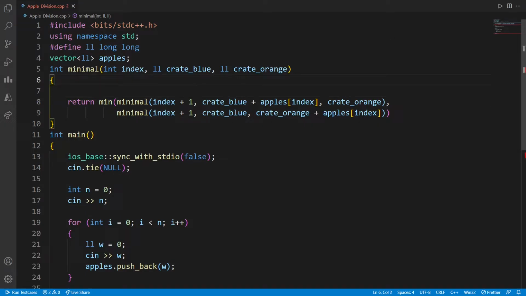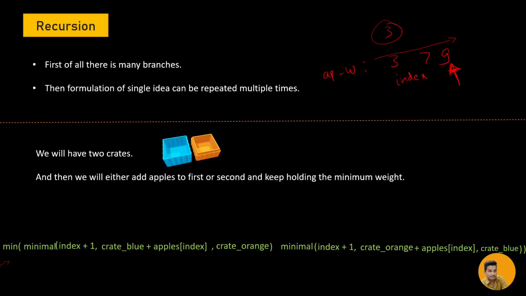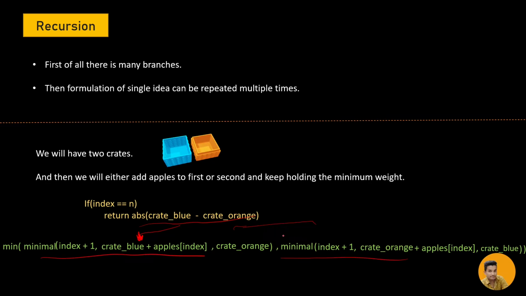So we'll write: if index becomes equal to n, then we will return the absolute value of the difference. The absolute value of the difference will be written here, in the calling function, and when we are calling, this will be returned here, and the minimum of these two will be taken into consideration.